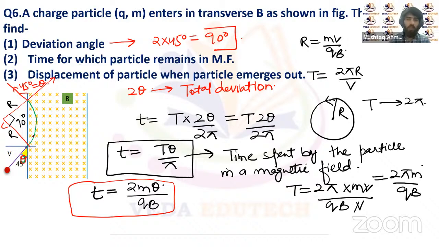Displacement of a particle when the particle emerges out. Now you can see here the displacement of this particle will be from this position to this position, right? This is the total displacement.